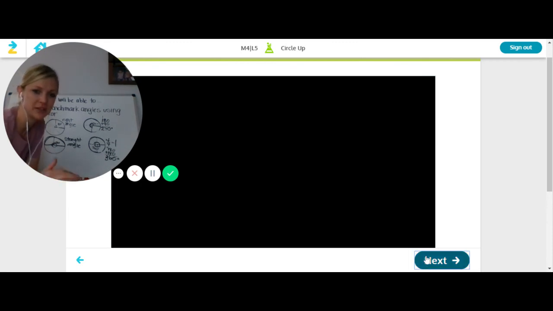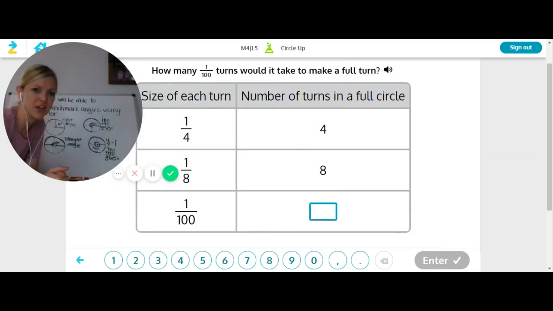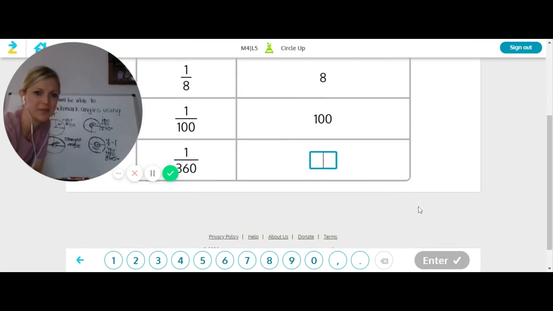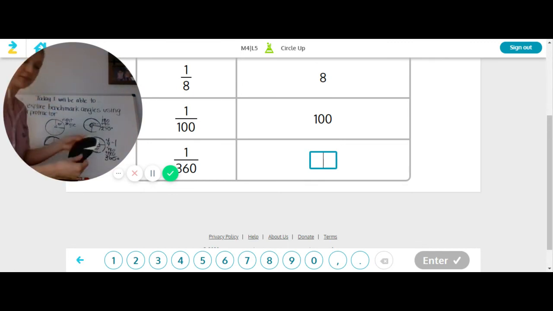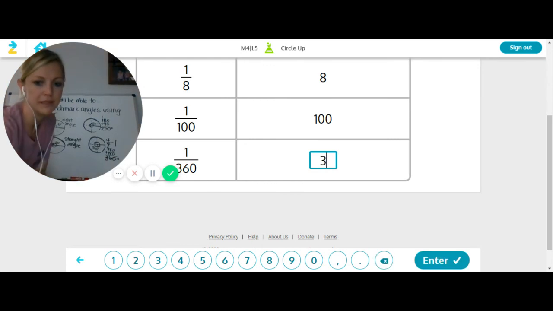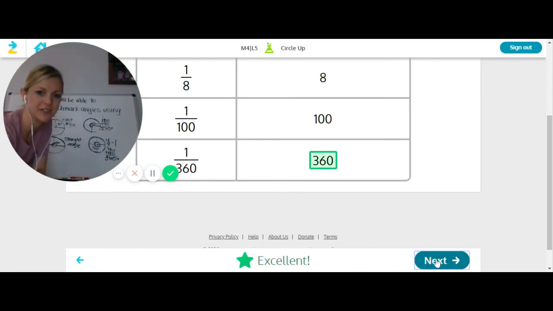All right, let's continue with our circle up activity. So let's take a look. How many hundredths would we need? That's right, we would need 100. Let's continue. We had 1 out of 360 degrees. Now we know 360 degrees is our full turn. So 1 degree would be a very, very acute angle out of the 360 it would take to make the full circle. So we would need all 360 to make that full circle.